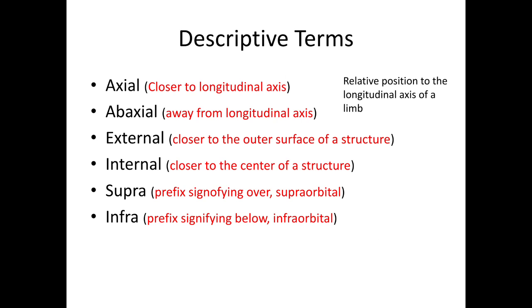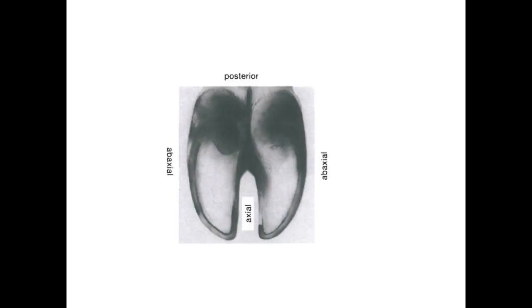Supra is a prefix that signifies over, like we can say supraorbital. Infra is a prefix that signifies below, like we can say infraorbital. These are some terms. In this picture, these terms are explained, like axial and abaxial with respect to the longitudinal axis of the hoof.